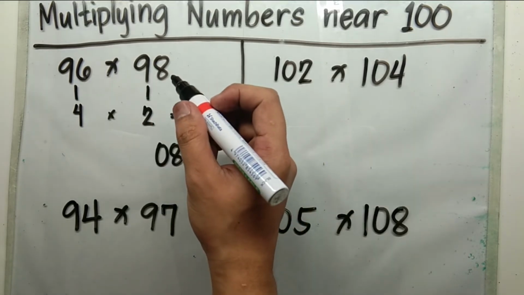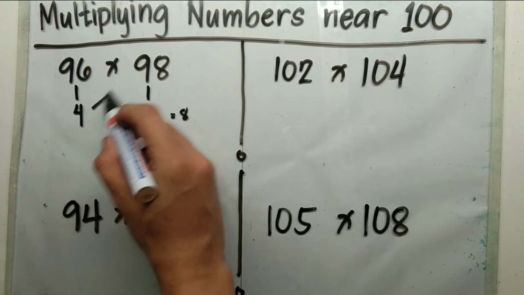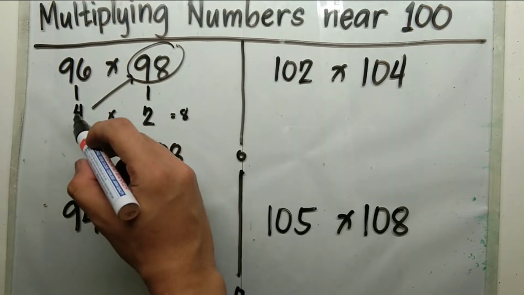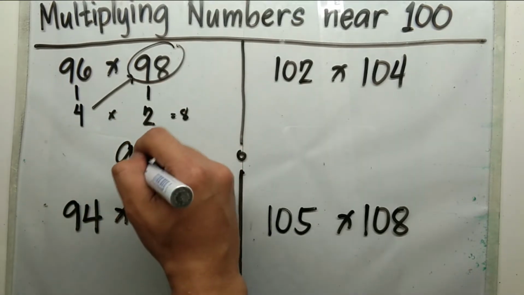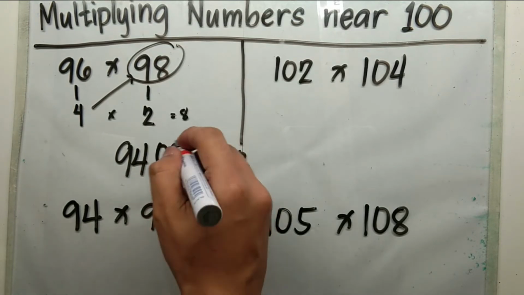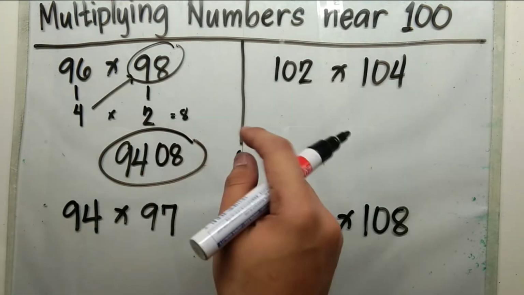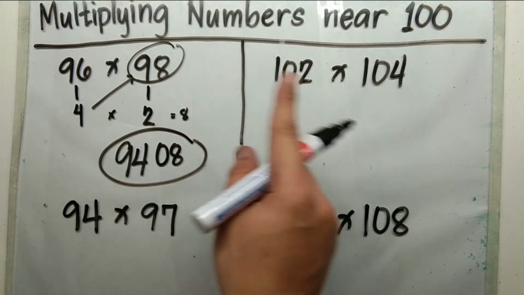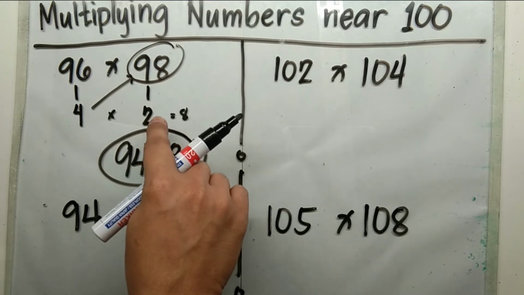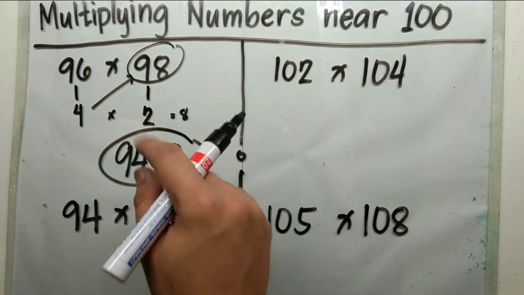Next, subtract a difference, say 4, from its opposite number. So opposite number, 98. 98 minus 4, that is 94. Prefix this value to 08, then this is now our product. That's 9,408. Also notice that if you subtract the other difference, which is 2, from the opposite number, 96, it will yield the same result.